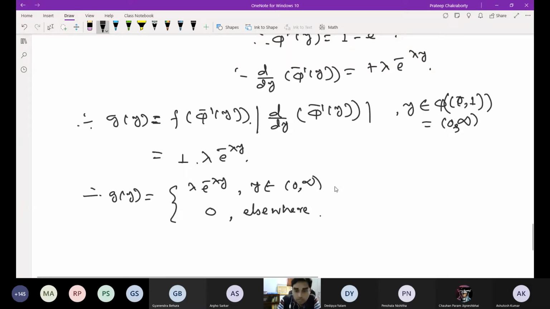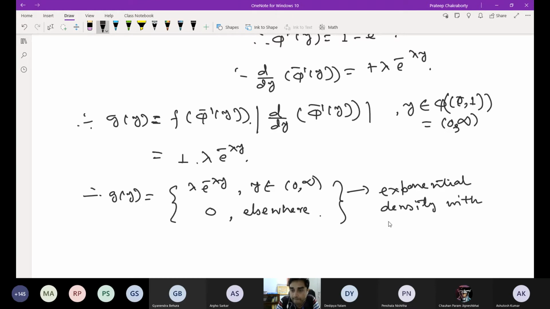We'll see all these things. These are some special distribution functions, or special density functions, which we'll study in detail later. This is called the exponential density with parameter lambda. Okay, any questions?